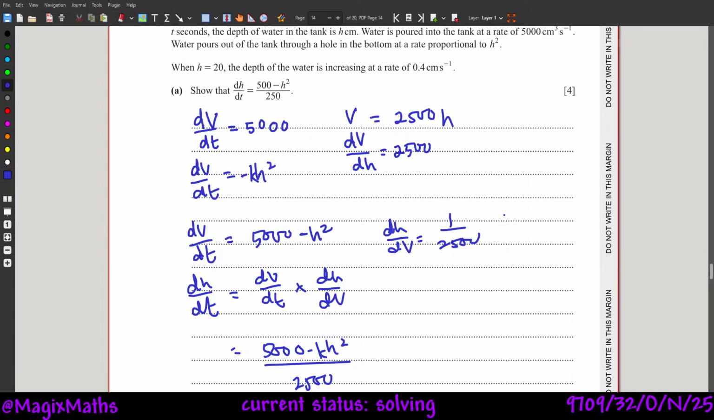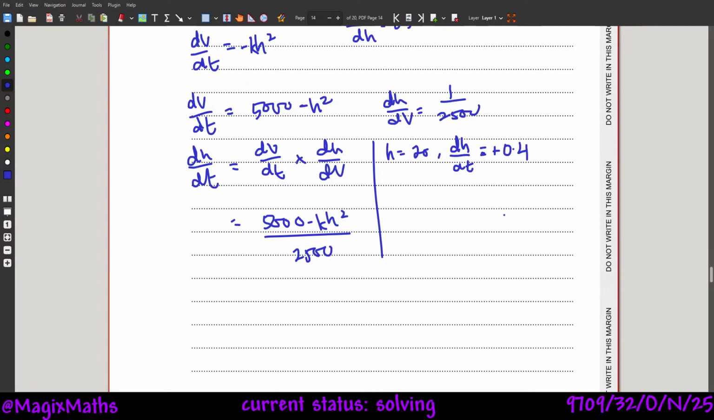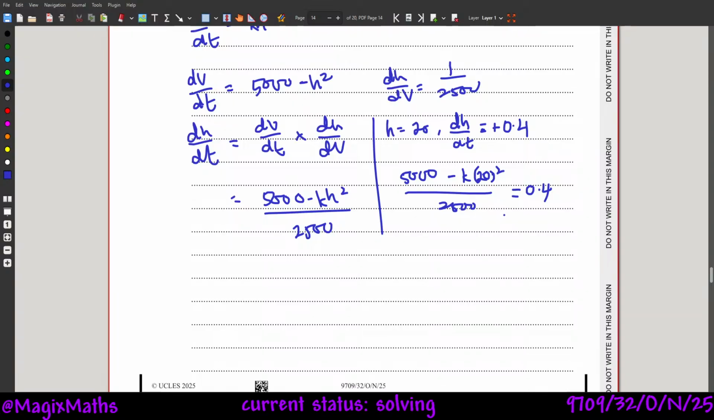And it says here, when h is equal to 20, dh/dt equals positive 0.4. So we have 5,000 minus k times 20 squared, over 500, is equal to 0.4, and then we're going to obtain the value of k.